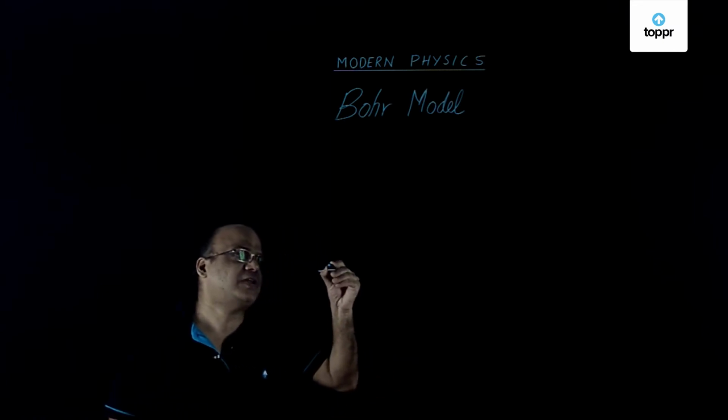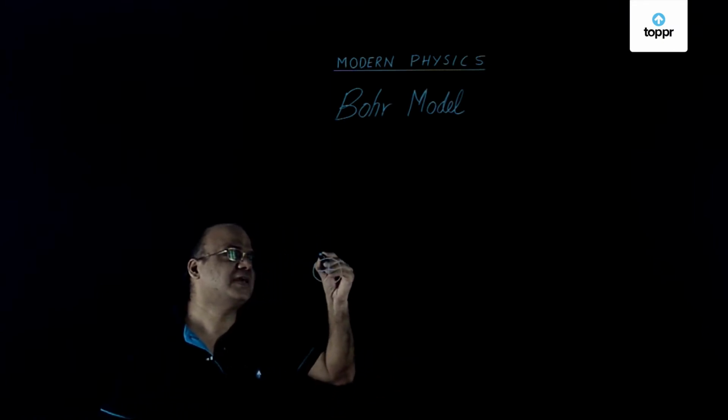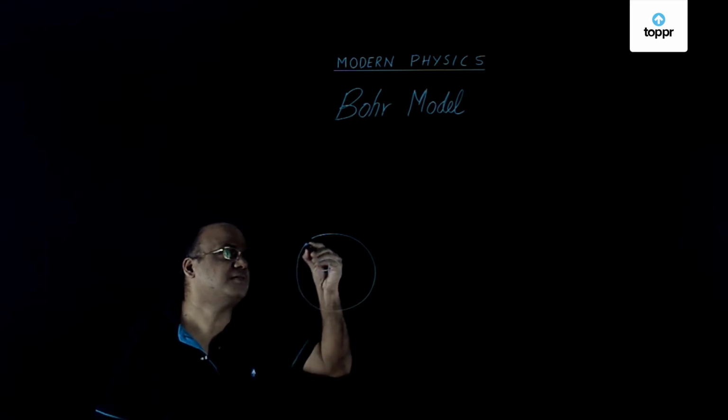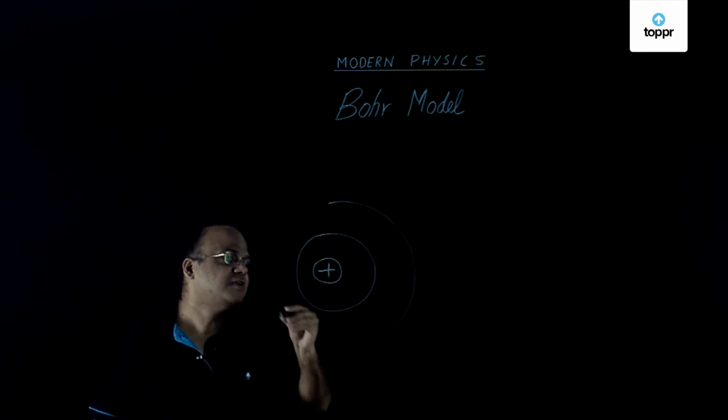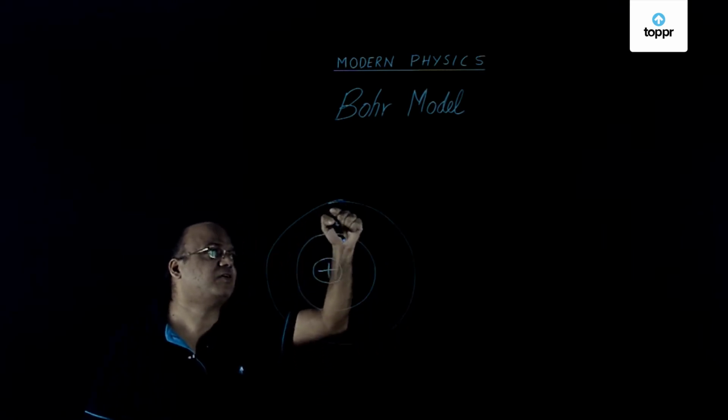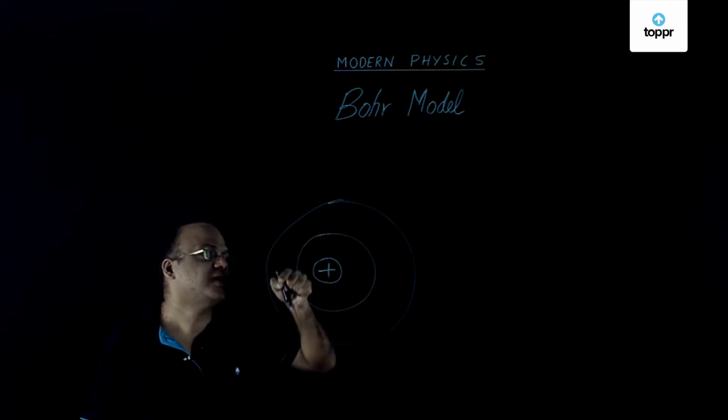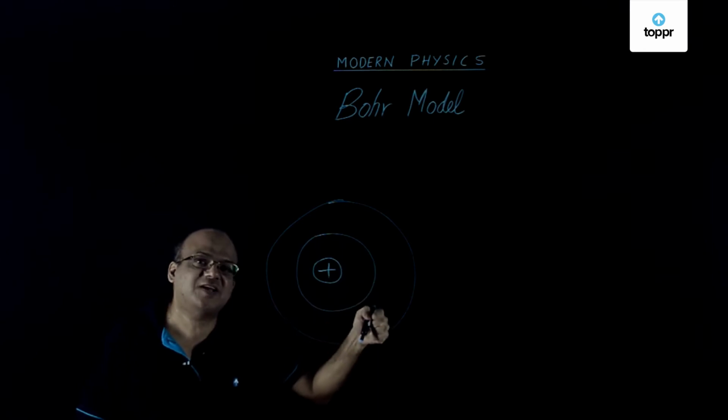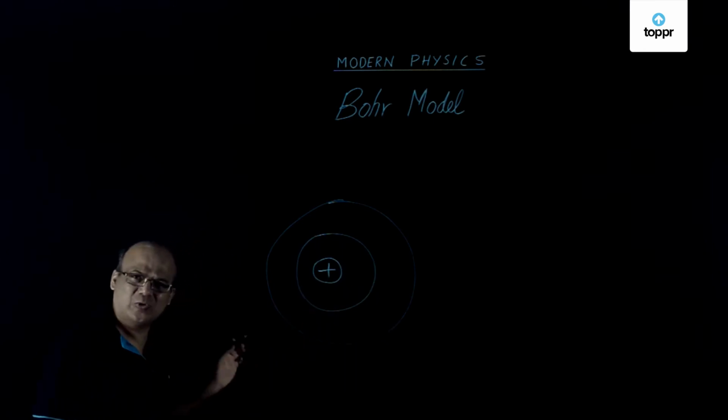So, this is the nucleus. Electron can move here, electron can move here, electron cannot move here. Since it cannot move here, it cannot continuously emit radiation and hence lose energy.